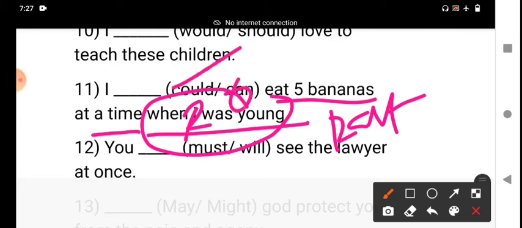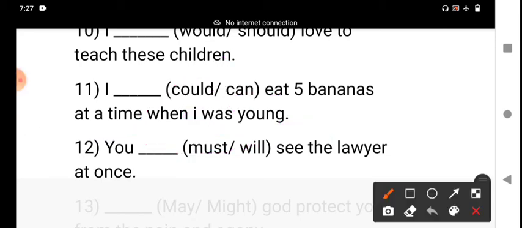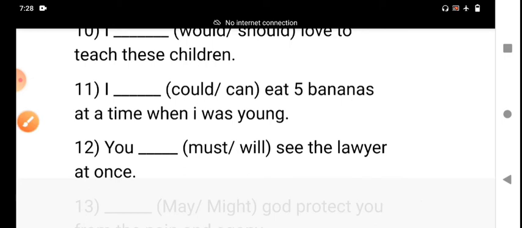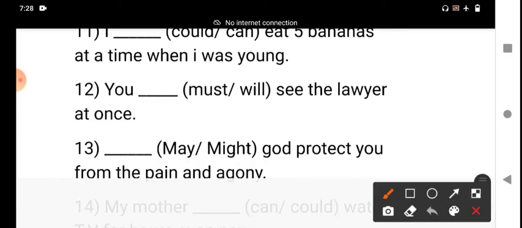Why? The subordinate clause, when I was young, is in the past tense. The main clause is also in the past tense, following the sequence of tenses. So, I could eat 5 bananas at a time when I was young. We use could to talk about past ability. Then we go to the next blank, the 12th blank.